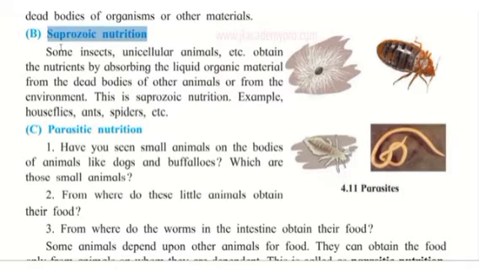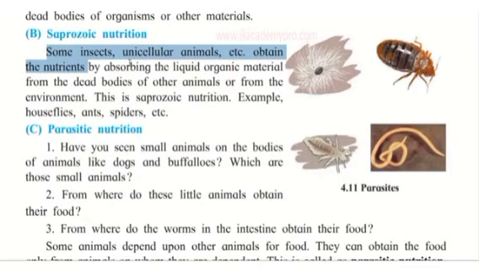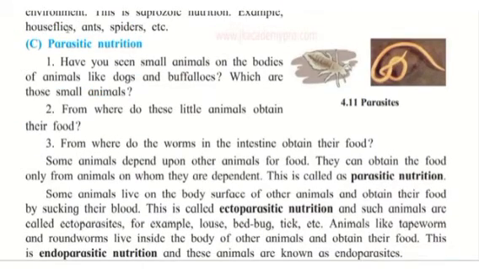Saprozoic nutrition. Some insects, unicellular animals, etc., obtain the nutrients by absorbing the liquid organic material from the dead bodies of other animals or from the environment. This is the saprozoic nutrition. For example, houseflies, ants, spiders, etc. So they are insects and unicellular animals. They're very small insects.